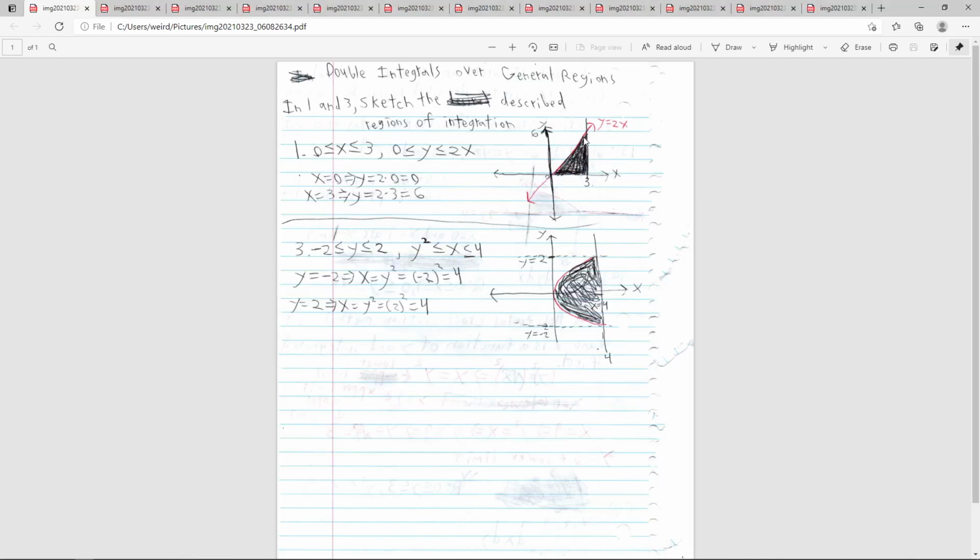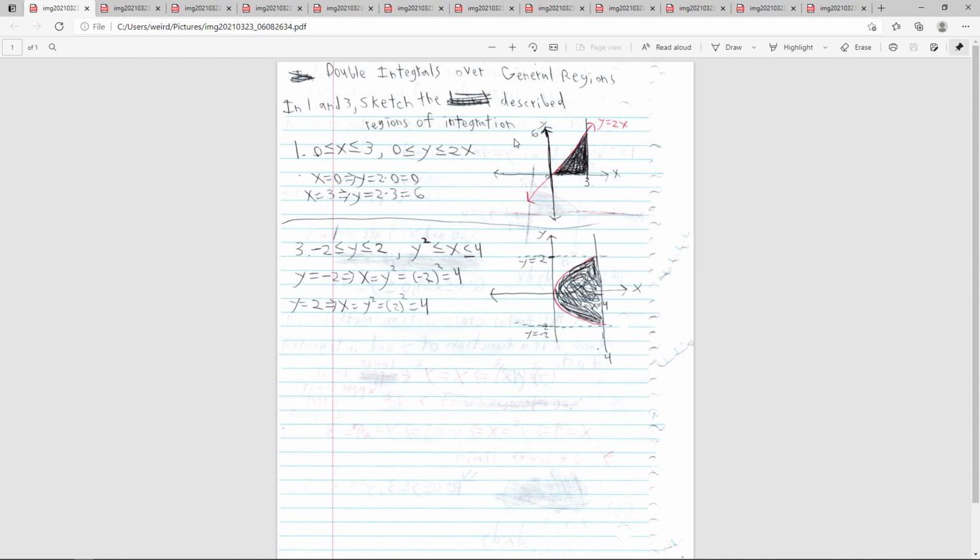Okay, double integrals over general regions. As I implied, we can't just rely on having a rectangular region, so let's get to more generalized things. Sketch the described regions of integration for these first two, and that's all it is. These are very easy ones overall.